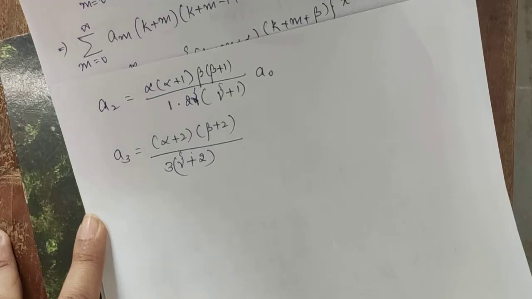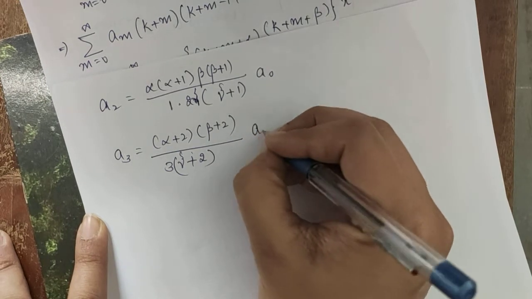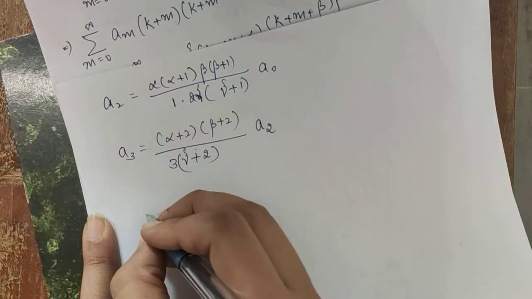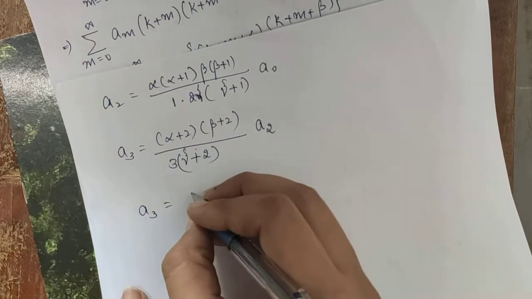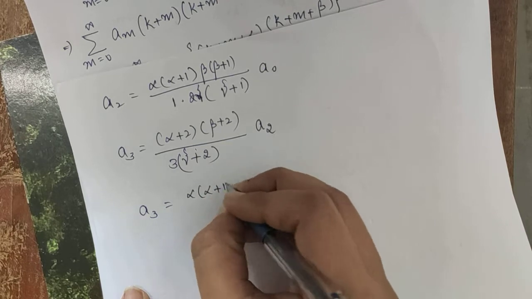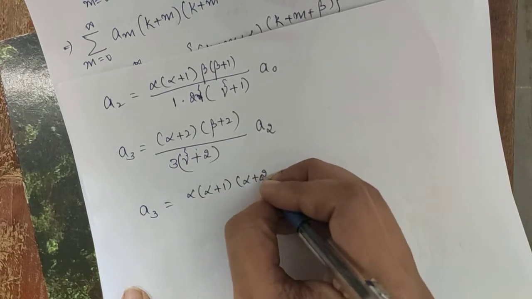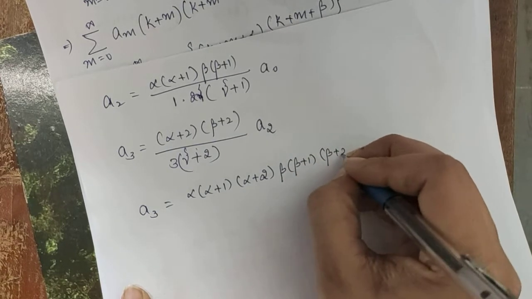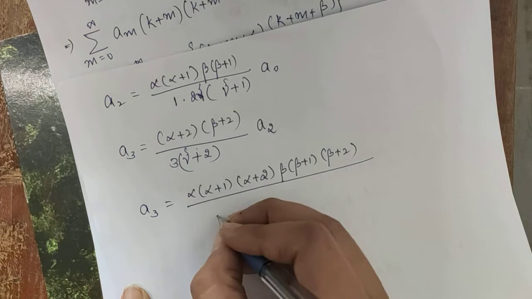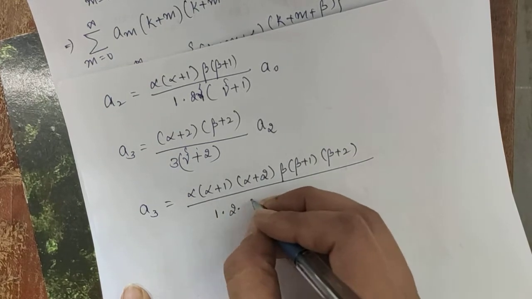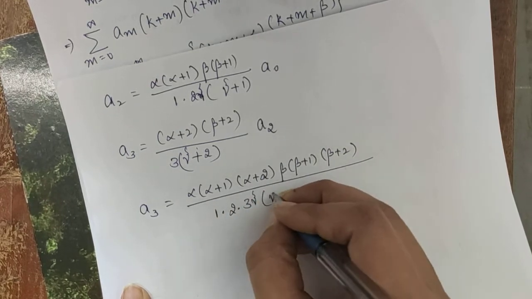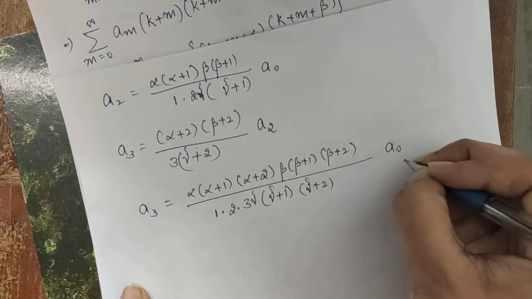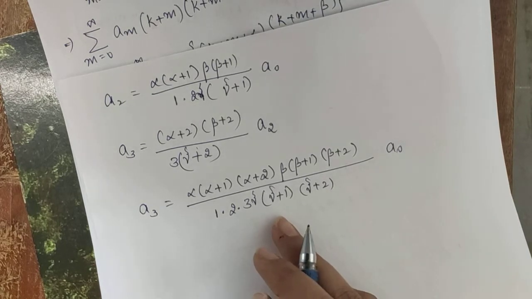Okay. So into, this is a2, right? So again substitute the value of a2 here. You will get a3 as alpha into alpha plus 1 into alpha plus 2, beta into beta plus 1 into beta plus 2, divided by 1 into 2 into 3 into gamma into gamma plus 1 into gamma plus 2, a naught.